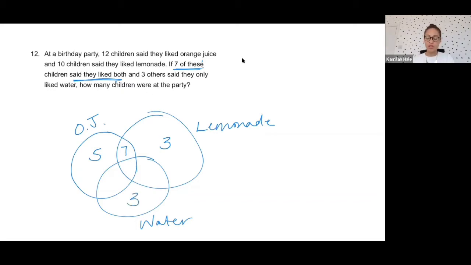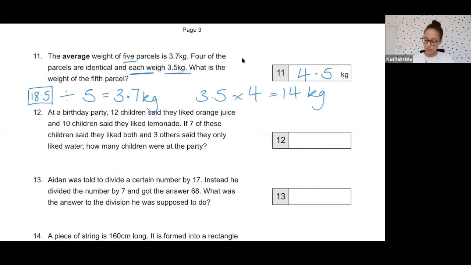Now to figure out how many children there are, all I do is add up the numbers in this Venn diagram. Look for bonds to 10, 7 and 3 make 10, 5 and 3 make 8. So altogether I have 18 children at this party. 18 is our answer there.